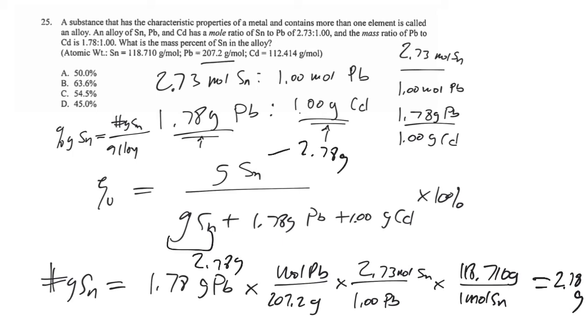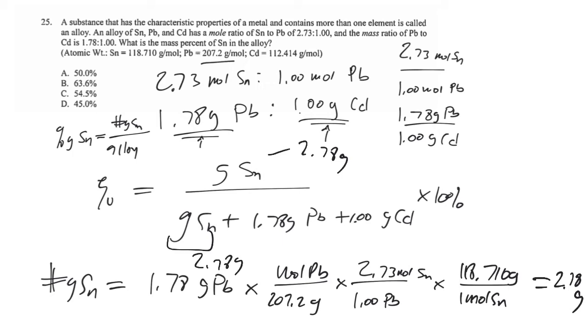Because what we've just found is that if a sample contains the gram ratio of cadmium to lead, of 1 gram of cadmium, 1.78 grams of lead, and then just worked out by the mole ratio of lead to tin, how much tin there'd have to be, and then just plug those numbers in and solve for the mass percent.